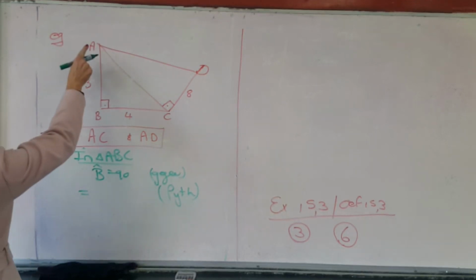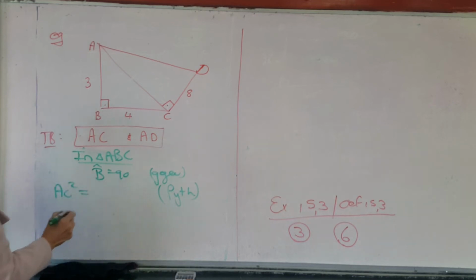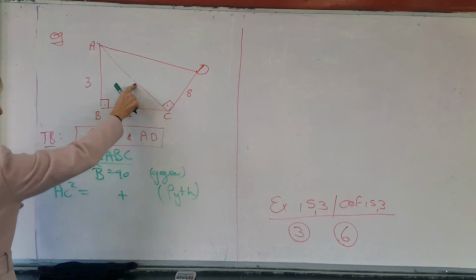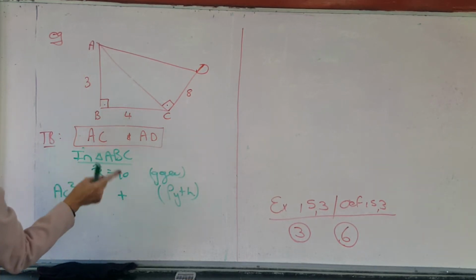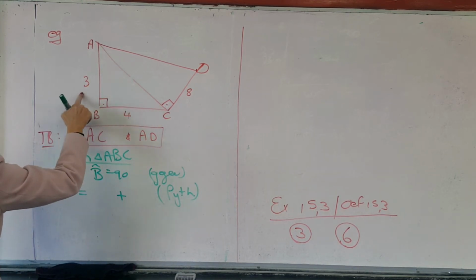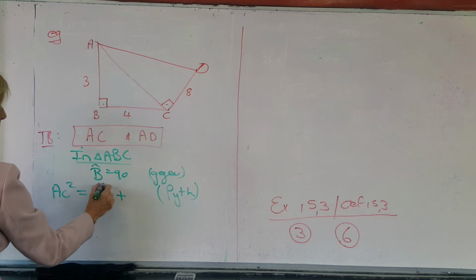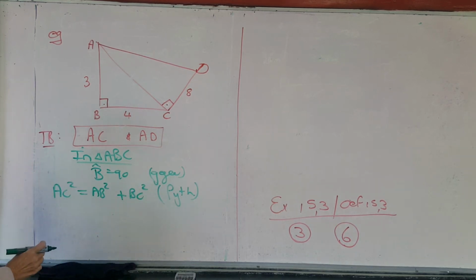So I'm going to work out this slant side, so daarom is die skuinsy kwadraat gelyk aan die som van die ander twee. If I want the hypotenuse side, it's the sum of the other two. If I don't want the hypotenuse side, it's going to be a minus sum. So in this case, to find AC, it's going to be AB squared plus BC squared. So it's a mark for writing down the theorem.